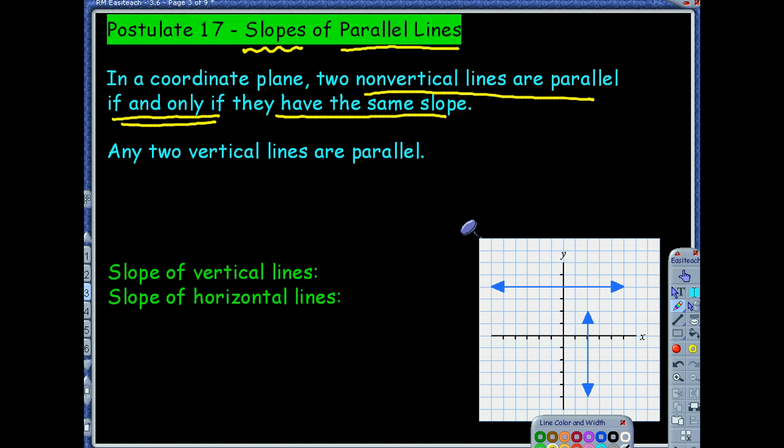So when you see a biconditional statement, Ms. Hograby, what does that essentially mean? It means it works both ways. So if I know that they have the same slope, I know that they're parallel. If I know that they're parallel, I know that they have the same slope.